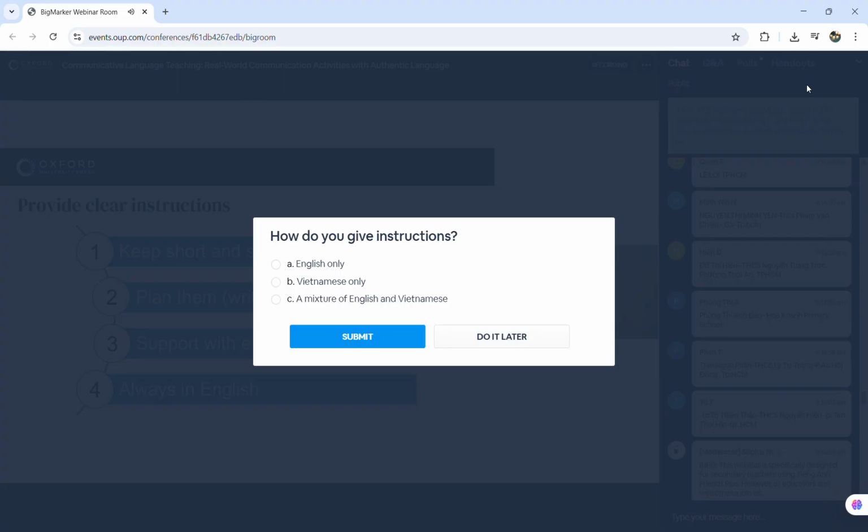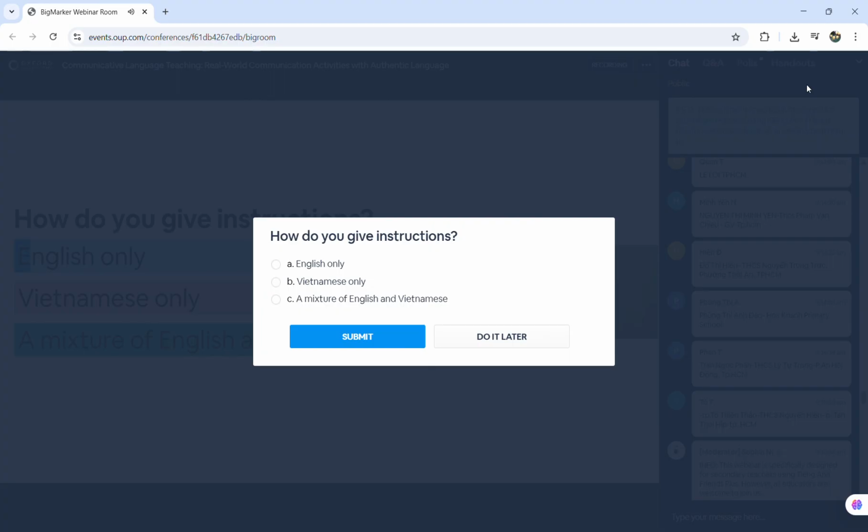This time, you can only choose one answer. So again, you should be able to see the poll on your screen soon. Here it is. Okay, great. So I'll just leave a little time for more people to add their responses. I can see we've had 34 responses so far. I think we have a few more people than that in the room today. So let's just leave a little more time. Okay, how do you give instructions in your classes?